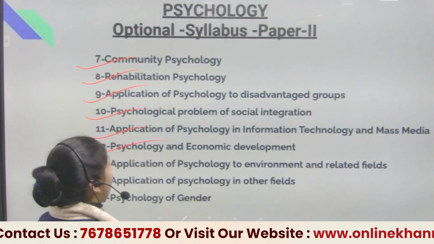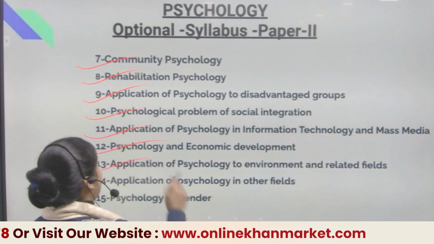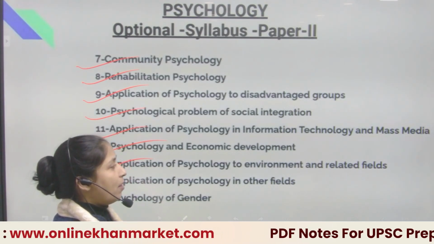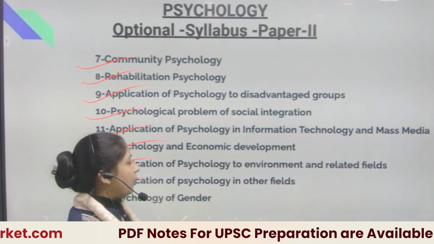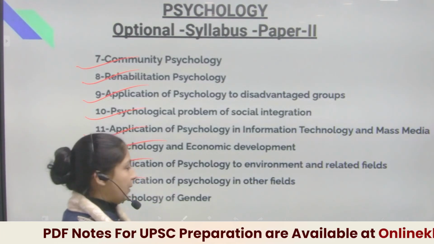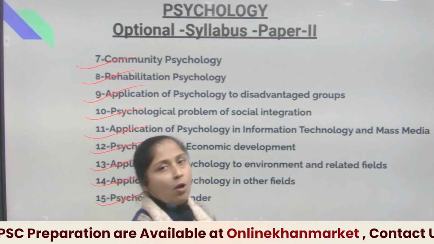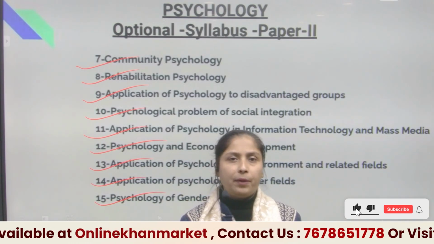Number 12, psychology and economic development. Number 13, application of psychology to environment and related field. Number 14, application of psychology in other field. Number 15, psychology of gender. Okay, guys, it is the syllabus of psychology optional paper 2.